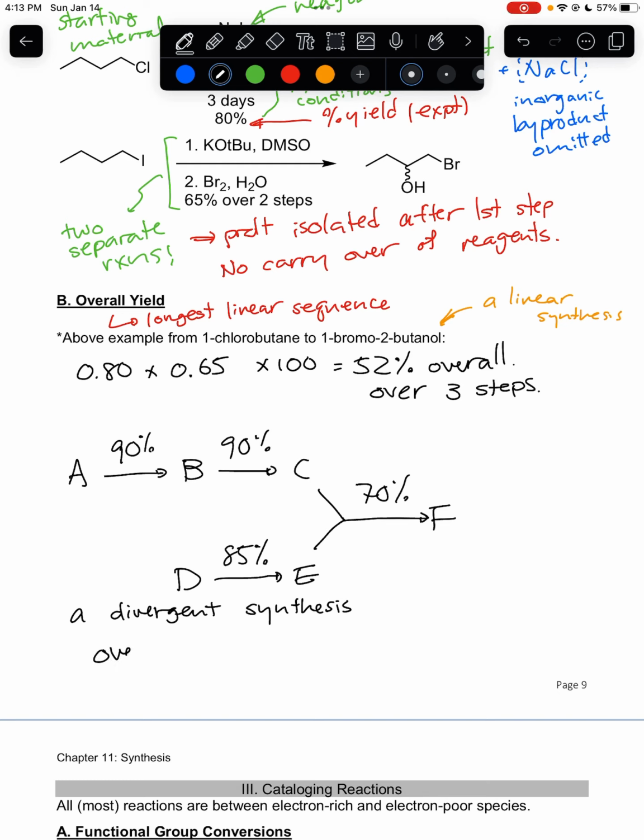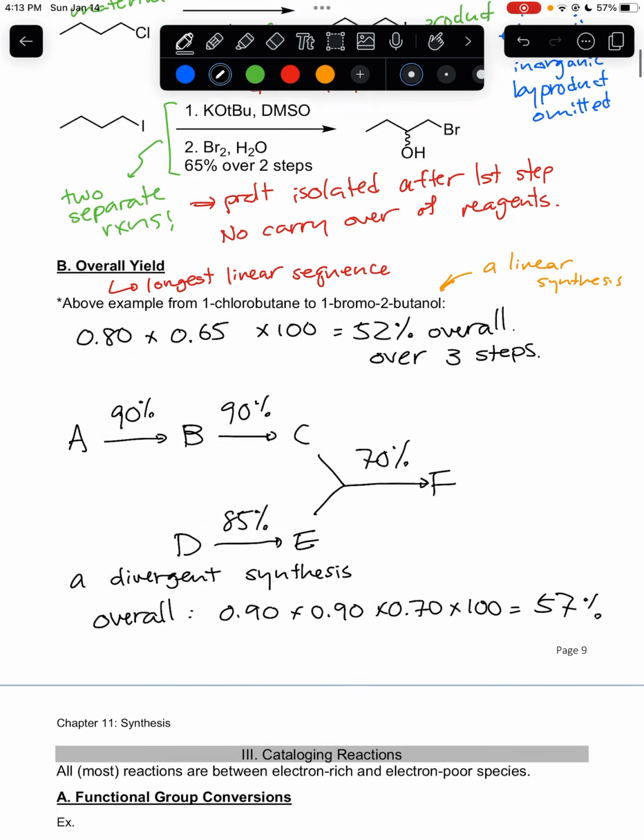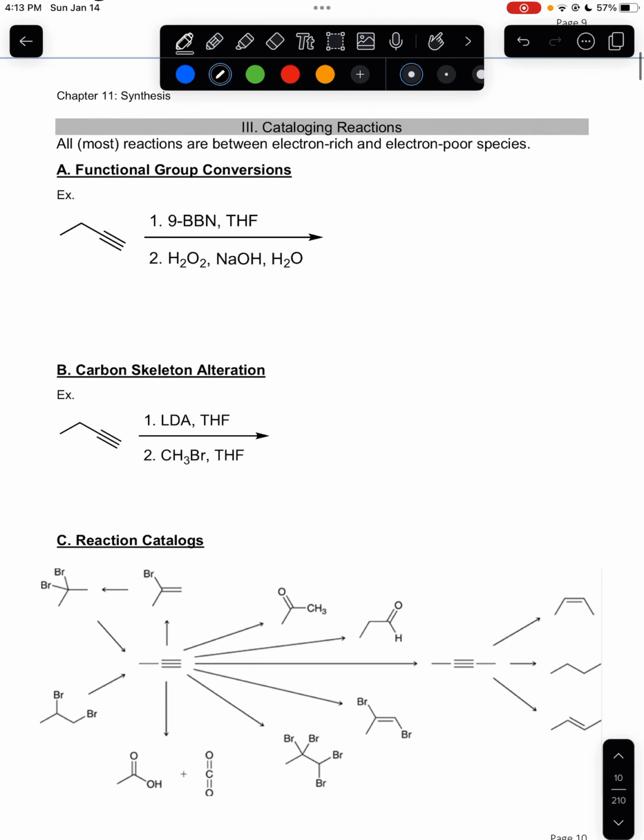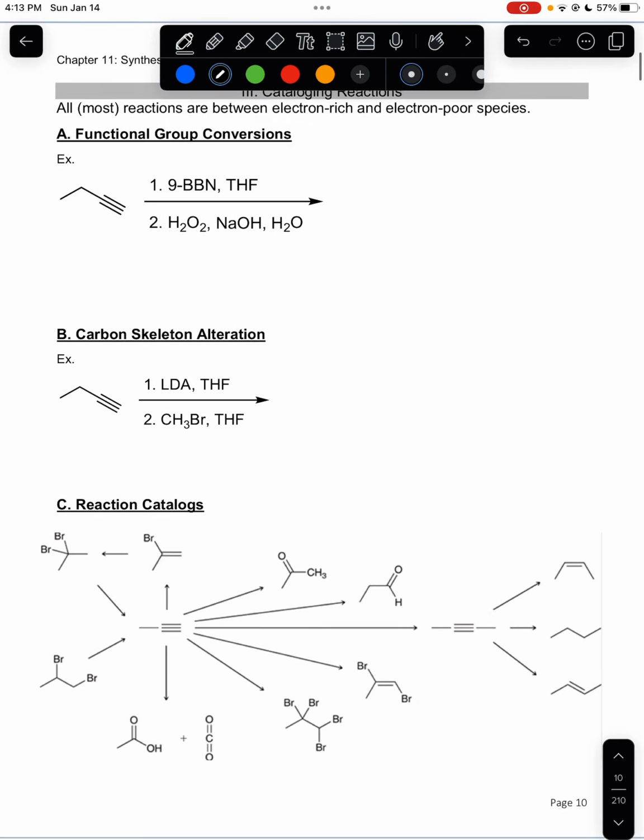So the overall yield of this divergent synthesis is going to be 90% times 90% times 70%. So this is going to be 57% overall yield. Okay, so hopefully that makes sense.